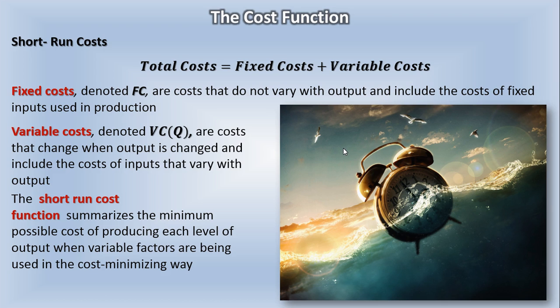So this is what we call the short run cost function. It summarizes the minimum possible cost of producing each level of output when variable factors are being used in the cost minimizing way.